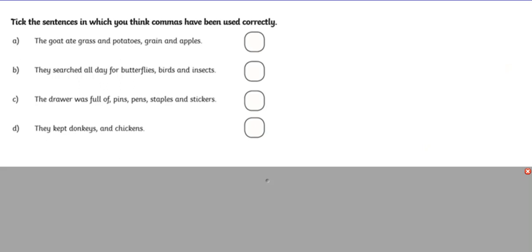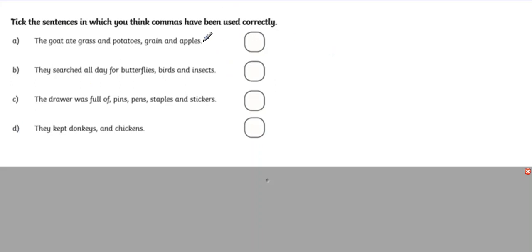So for this one, we need to tick the sentences where you think commas have been used correctly. So I will read them out and I will put a pause where the commas are. Then all you need to do is on your piece of paper, I would just write A, B, C and D and then I would tick or cross next to it.